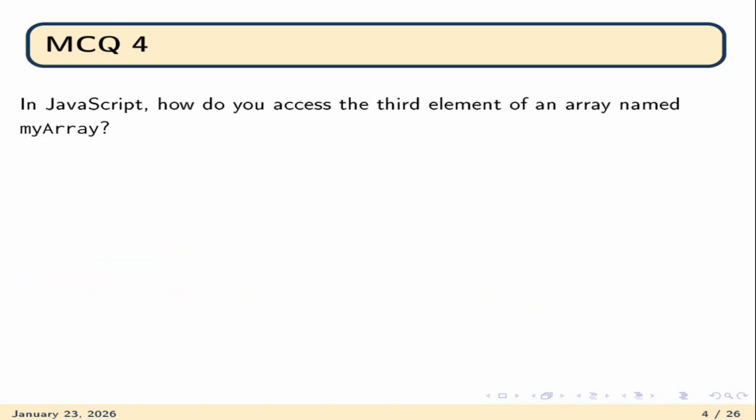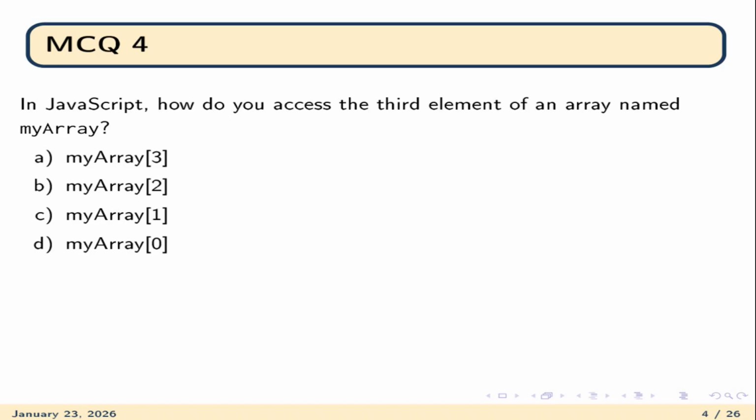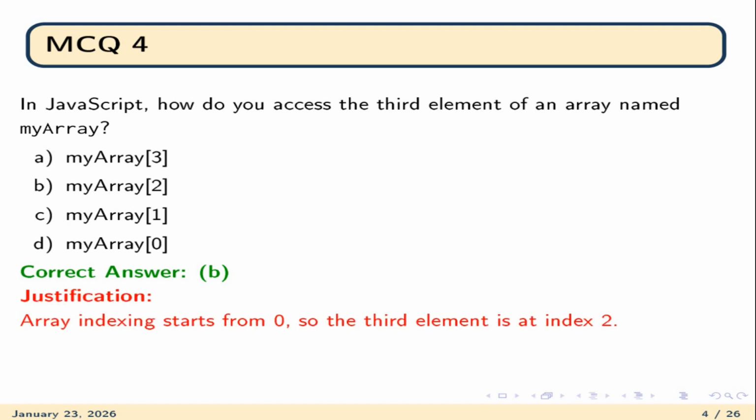Question number 4. In JavaScript, how do you access the third element of an array named myArray? आपने थर्ड एलिमेंट को एक्सेस करना है myArray में से, तो आपके लिए क्या आप कौन सा यूज करेंगे? myArray of 3, myArray of 2, myArray of 1, myArray of 0. The correct option is B, that is myArray of 2, because index start from 0. So the third element is at index number 2.